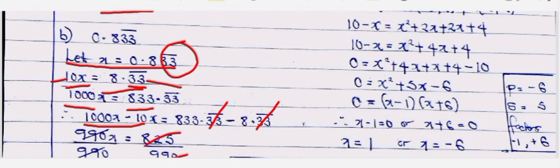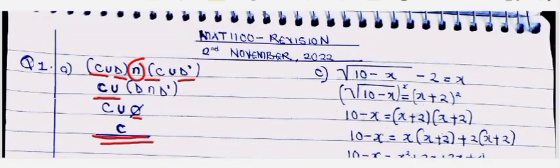Question number C reads, solve the equation, the root of 10 minus x, minus 2, is equal to x. When you are dealing with radicals, these are very simple, because you need to make sure that one radical is on one end and the other values are on the other end. So this 2 is supposed to move to the right hand side. So we're going to have x plus 2, because it was a negative 2 here.